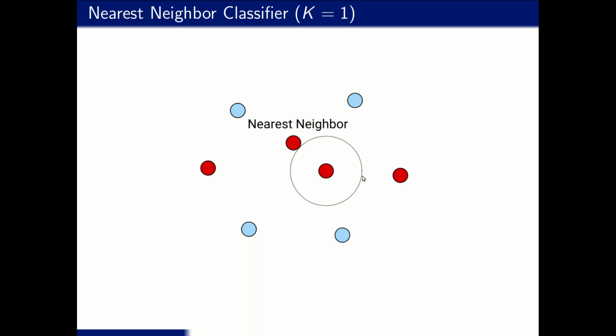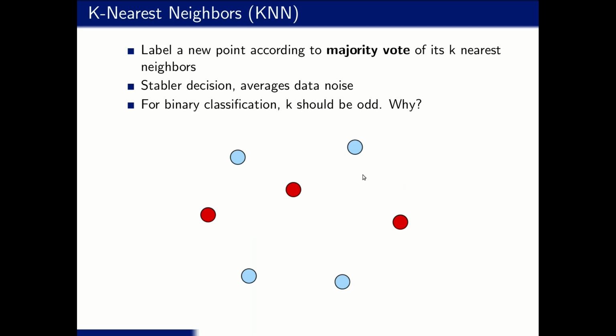So this is the nearest neighbor classifier, and we can extend this to the k-nearest neighbor classifier. The idea is, rather than looking only for one nearest neighbor, we look for the k nearest neighbors and then label the new point according to a majority vote among these k nearest neighbors. This leads to a stabler decision and essentially averages out data noise.